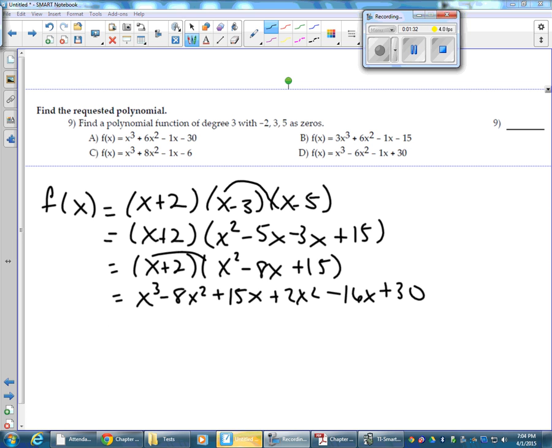So now all I have to do is combine my like terms and figure out which answer this matches. Minus 8x squared plus 2x squared would be minus 6x squared. Plus 15x and minus 16x would be minus x. And then plus 30. X cubed minus 6x squared minus x plus 30. My answer would be D.